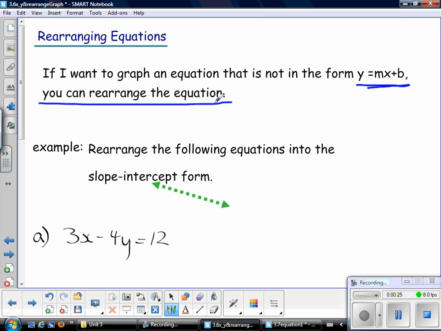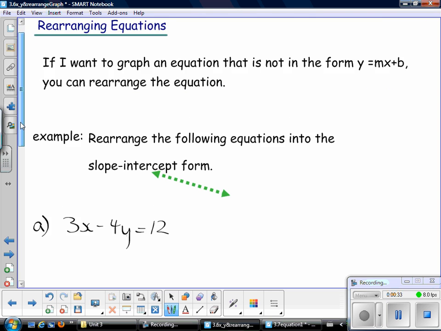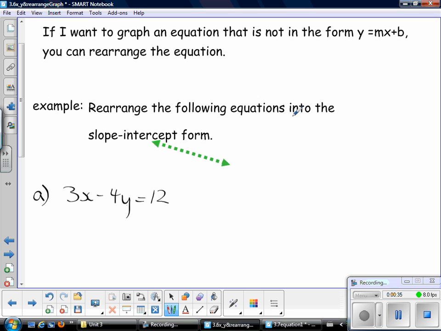And if they don't tell you which way you want to do it, if it looks like it's easy to rearrange, then that might be your best bet. So, example: rearrange the following equations into the slope-intercept form. What they mean by slope-intercept form is the y equals mx plus b. So that's the slope-intercept. Okay, so here's our first example.